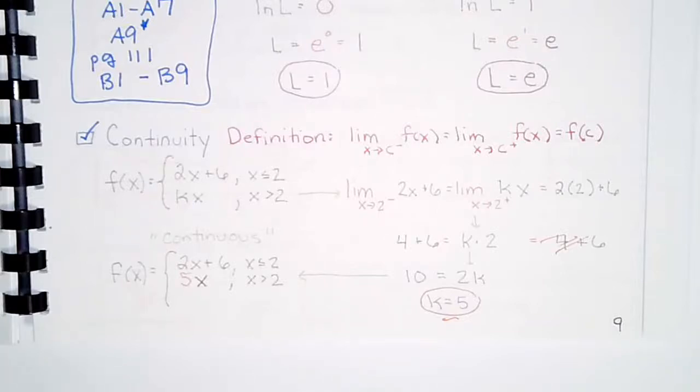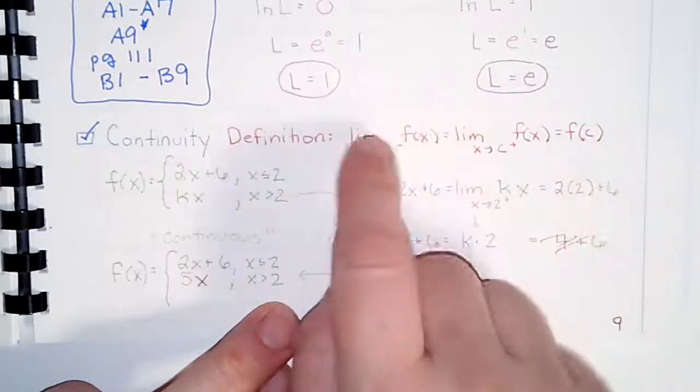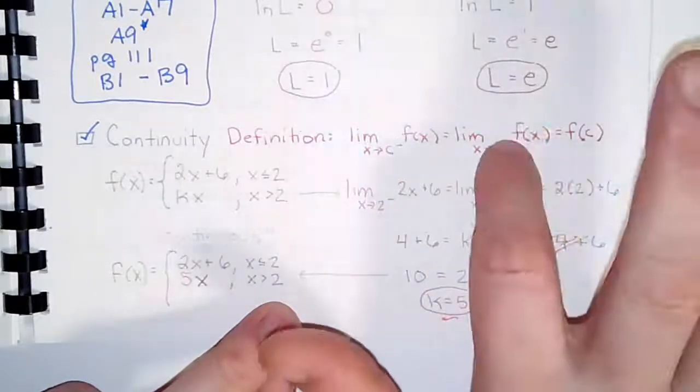The big piece about continuity is it's going to evolve, though. I think it's just going to be knowing this definition. Limit from the left equals limit from the right equals the value. Okay, moving on.